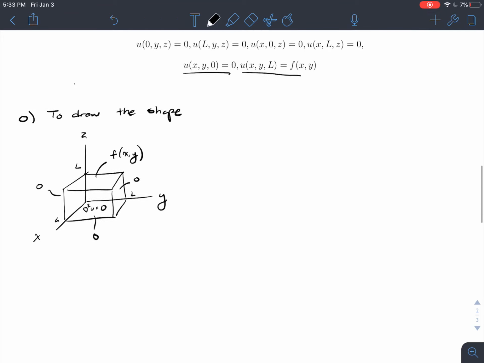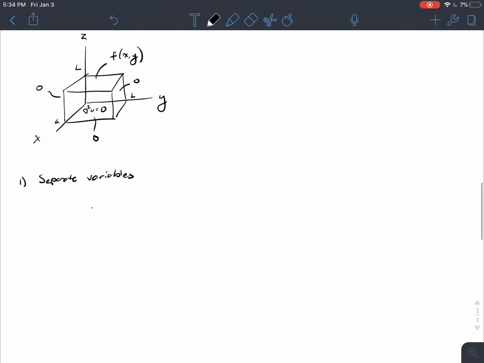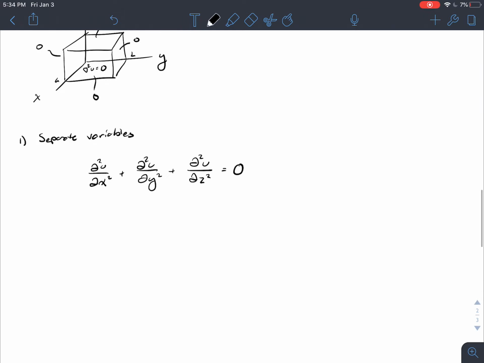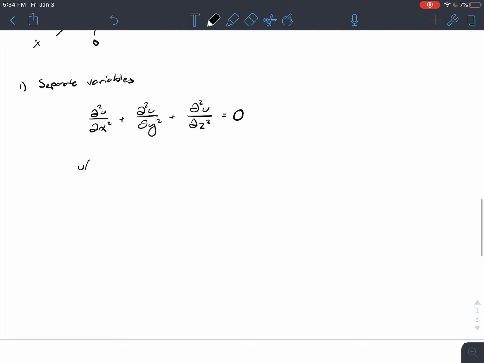Okay, cool. So now the next step is to separate variables. I presume you have watched the first video of this series, so we're going to try to zoom through this one. So this is the Laplacian in 3D coordinates. How I usually like to approach these problems is to separate my variables two at a time.